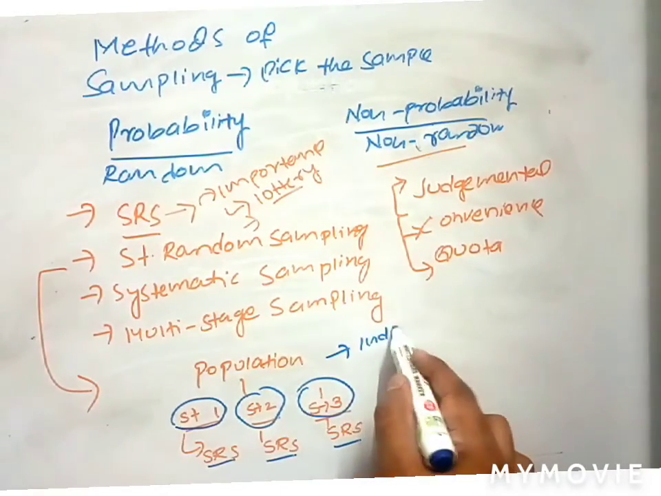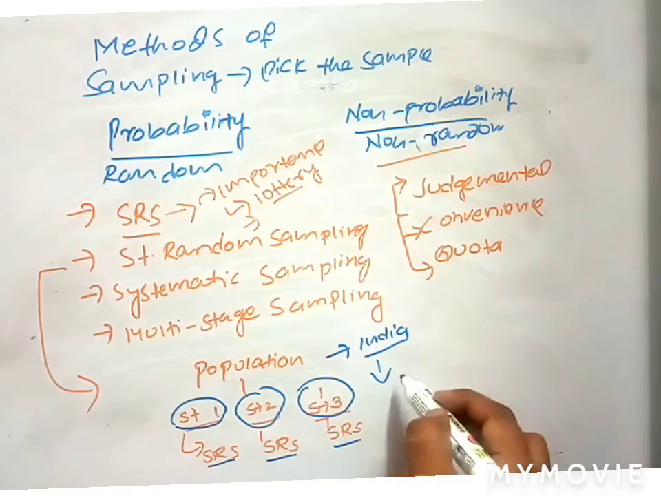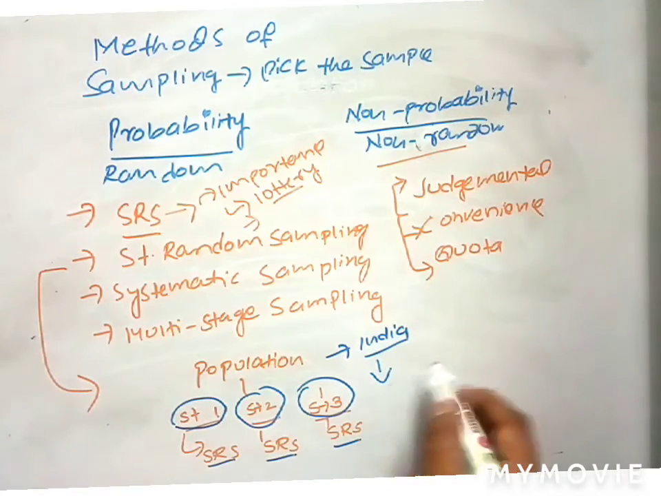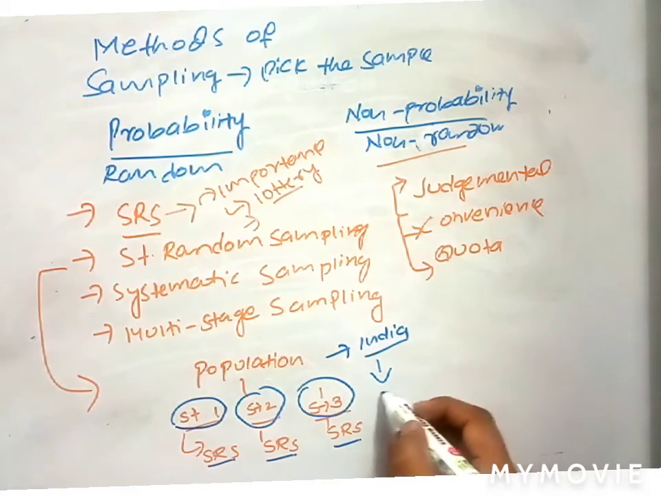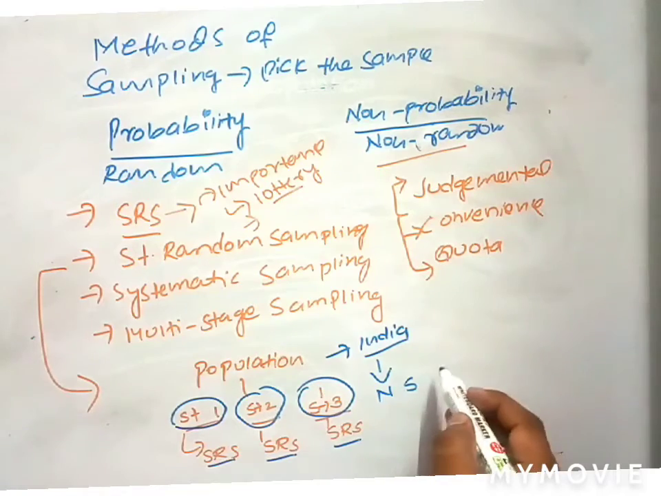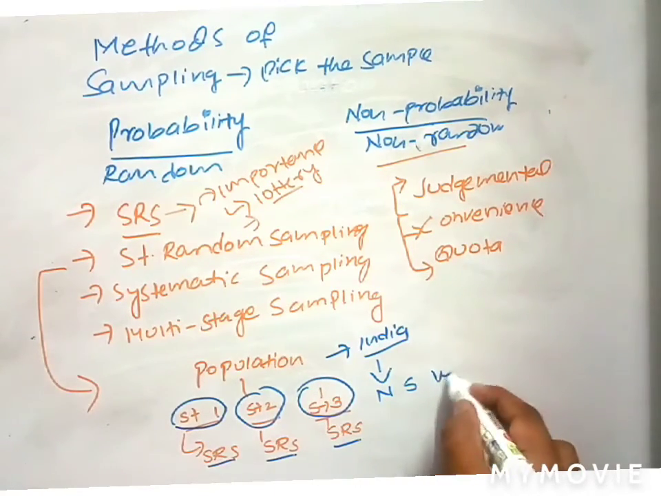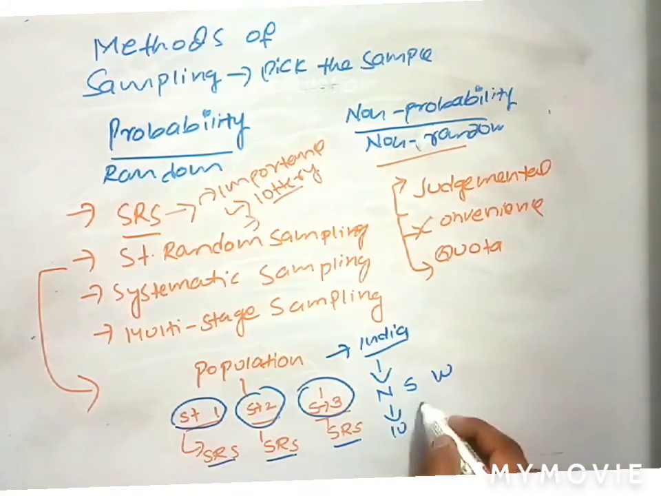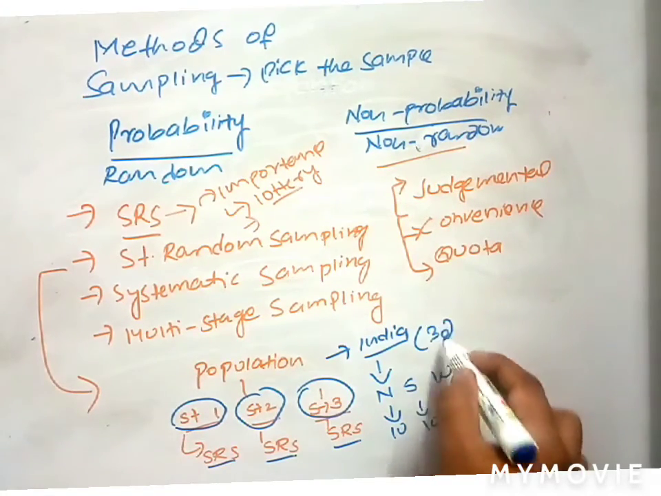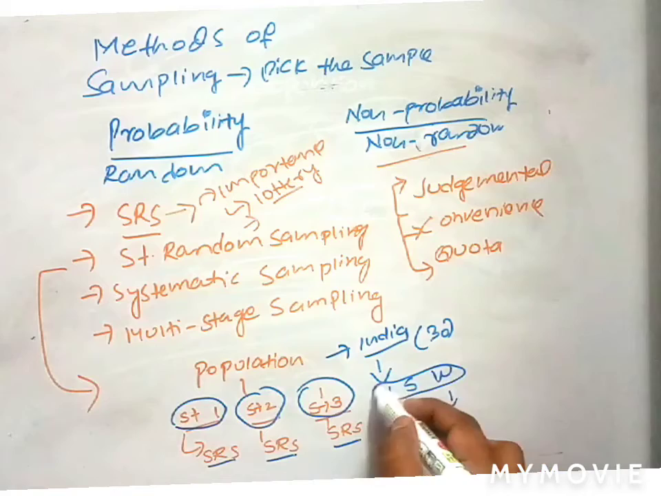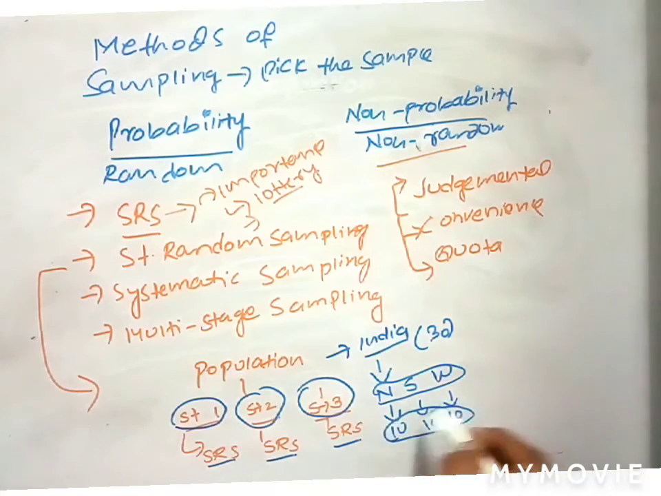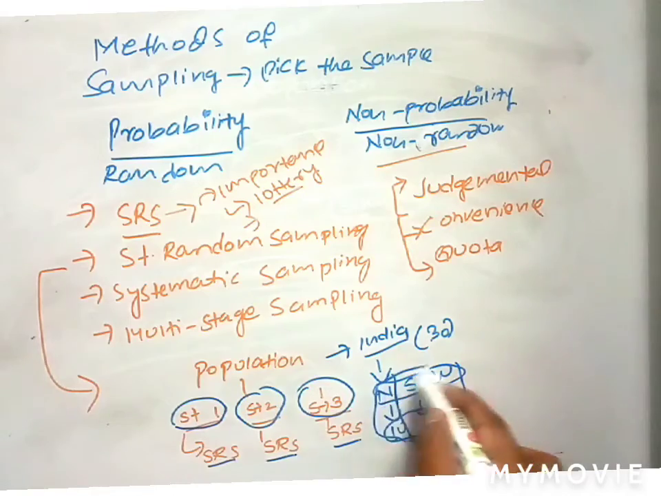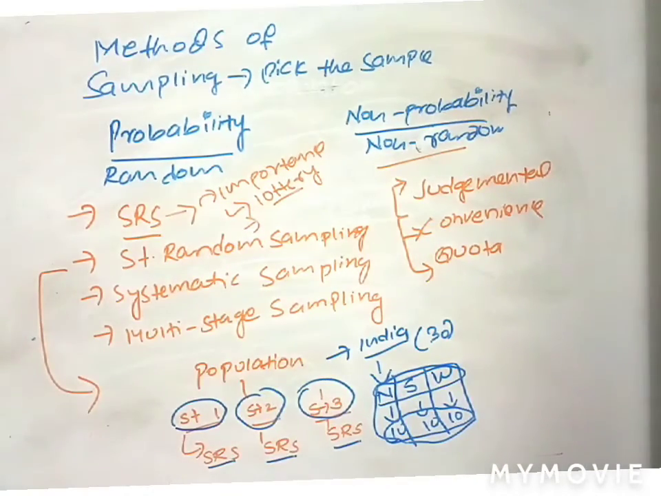For example, take India. From India, I am taking three different regions, for example the north region, south region and west region. From each region I need 10 respondents, so I need 30 samples from India. So the selection of regions is not random, but within each region it is random sampling. This is a strata, like this. We are going to make a stratified random sampling. So this is one of the methods.